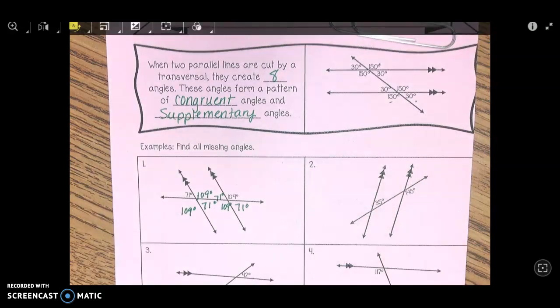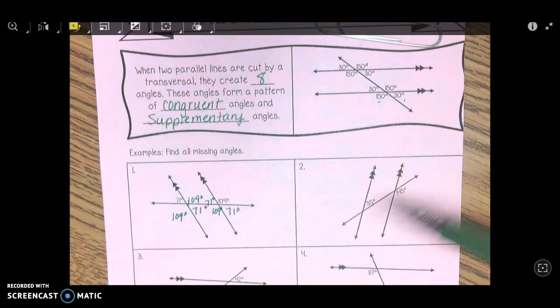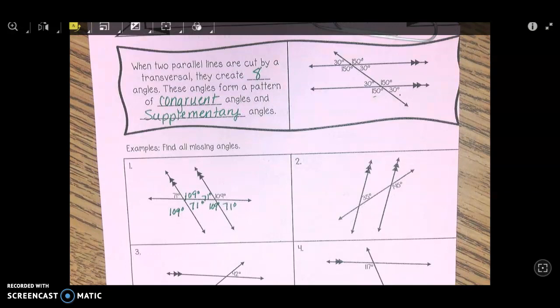What I would like you to do, practice 2, 3, and 4. We will do those together in a moment.